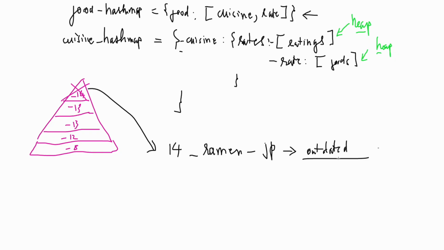Because this is outdated, we can completely remove this one from the heap, and then we just pop it out of the heap, right? Because like I said, that is our rating, and the ratings here are a heap, so we just need to pop the top of the heap, right? Okay, so we can remove this one, and now the top of the heap would be 13.